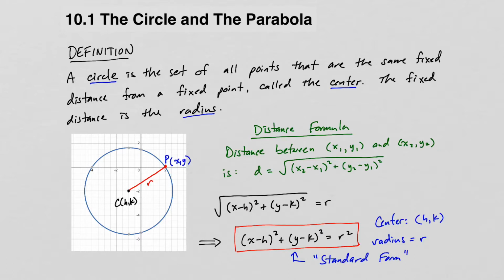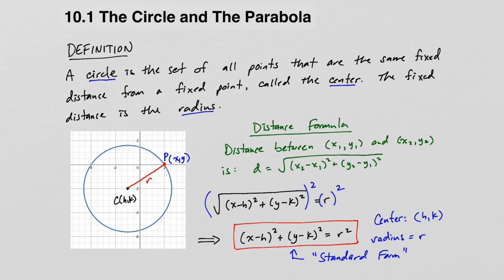Then what we can do to simplify this equation is square both sides of the equation. When you square the left side of the equation, it cancels the radical, and we end up getting this. And when you square the right-hand side, we simply get r squared. And so the equation for a circle that has a center at (h, k) and a radius equal to r is this equation right here. And this is the standard form of a circle.